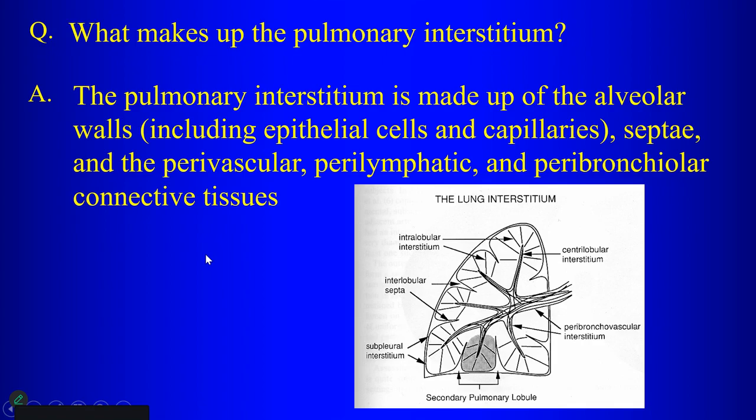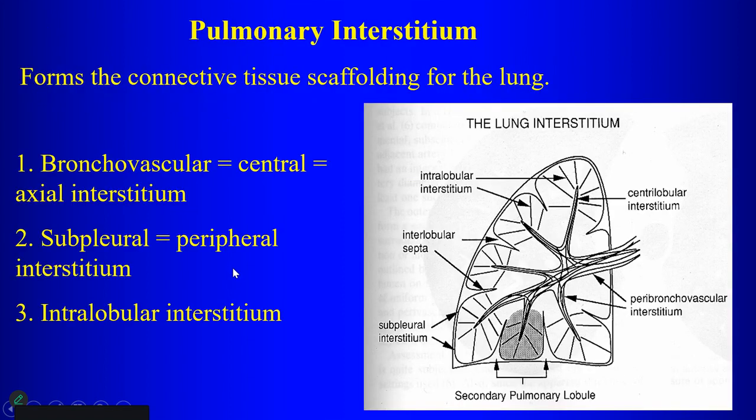So what makes up the pulmonary interstitium? And you see the answer is the alveolar walls, the septa, perivascular, perilymphatic, peribronchial, or connective tissue. So a lot makes up the interstitium. It's pretty much everything except the air within the lungs.